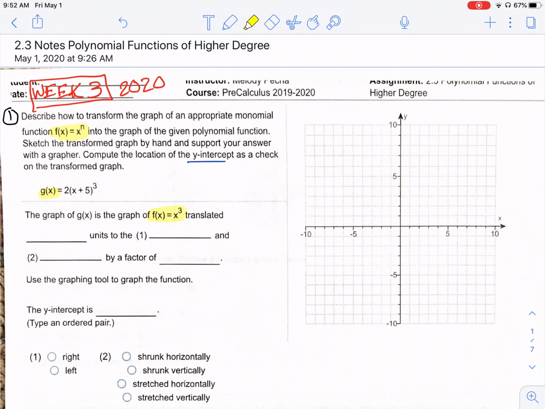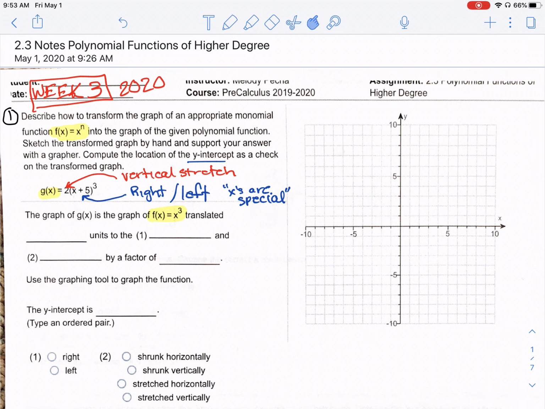So remember, inside with the x, that's the right or left direction. And remember, x's are special, is my way to say it. You want to be a little bit careful when you pick your direction. And then this number out in front, this 2 out in front, that's going to be your vertical stretch. Be really careful as you're entering these in. If you're doing this online, be real careful how you're entering them in to the function.